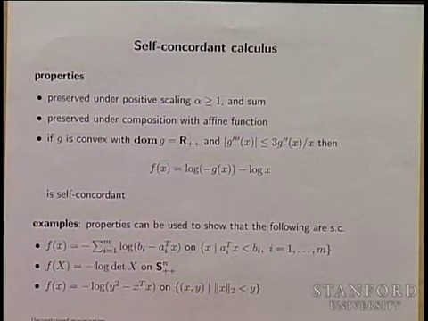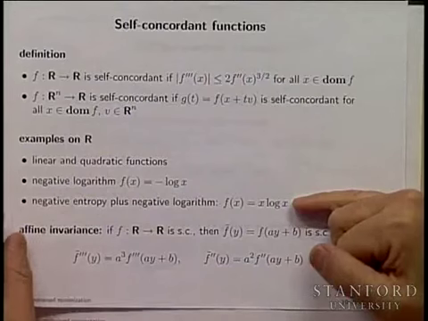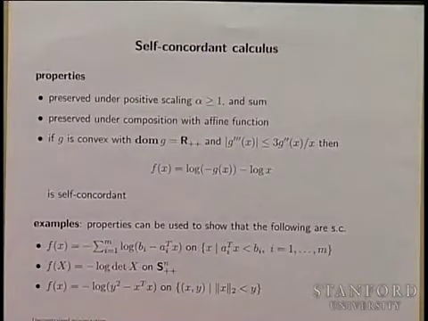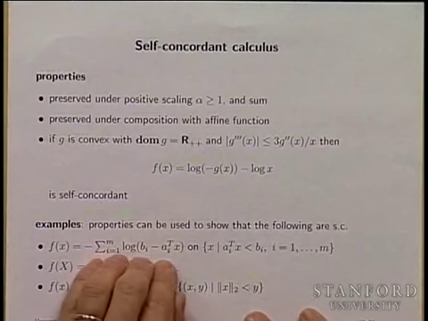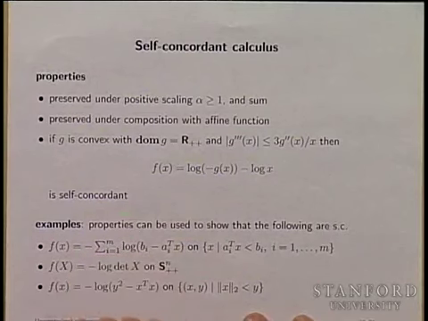The shocking part is that many functions that you will encounter are self-concordant. That's just, by the way, not all. A good example is entropy. Entropy is not, 1 over x is not, for example, and all sorts of other things. But some are. Here are some examples. Log barrier is self-concordant.